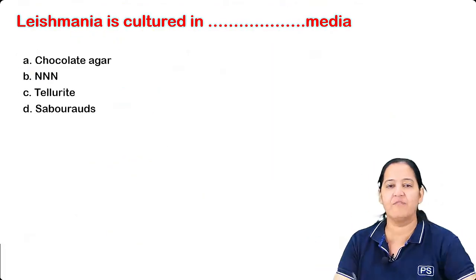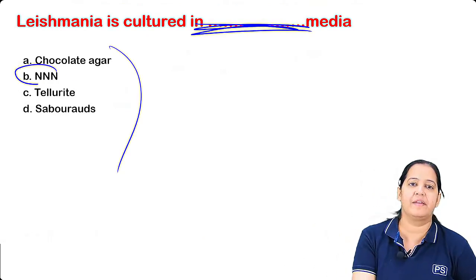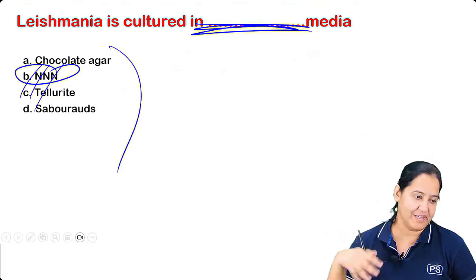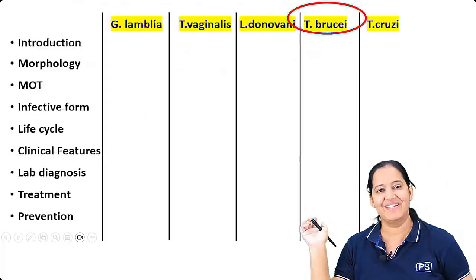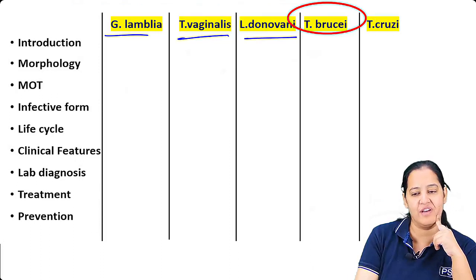Leishmania is cultured in what medium? Culture media. Selective media for leishmania. It's triple N. Nicolle, Novy, MacNeal, whoever it was. It's triple N. Okay? So we are done with Giardia, we are done with Trichomonas vaginalis, we are done with Leishmania donovani.